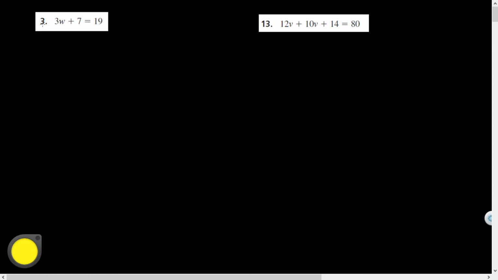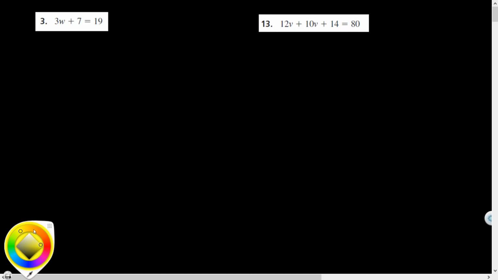So if I look at this question 3, there's a couple things happening to W. It's being multiplied by 3 and then added by 7 if I think about order of operations. So when I undo those operations to solve for W, to isolate the variable to get it by itself, I need to do the inverse of those things, of adding 7 and multiplying by 3, but also in the reverse order. So here we go.